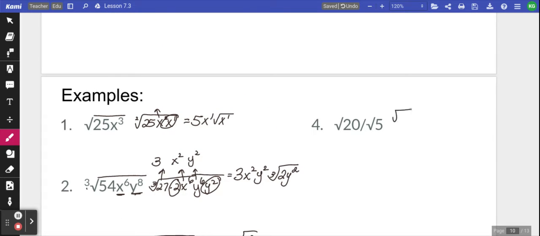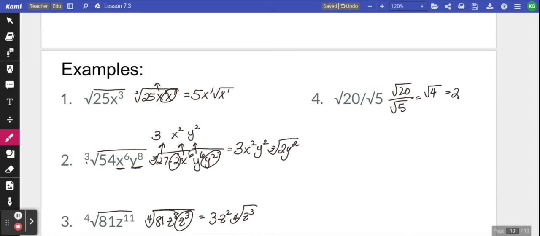The last one, I have the square root of 20 over the square root of 5. First thing I'm going to do is simplify that. So 20 divided by 5 would be the square root of 4. And 4 comes out as a 2. No variable in that one.